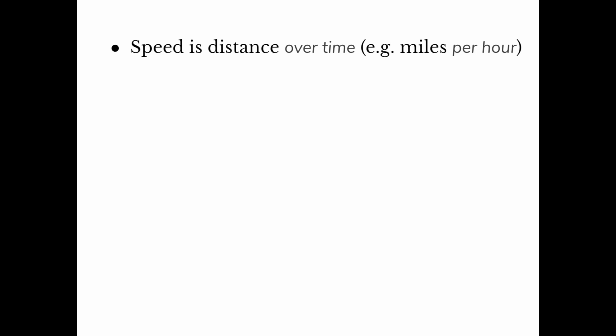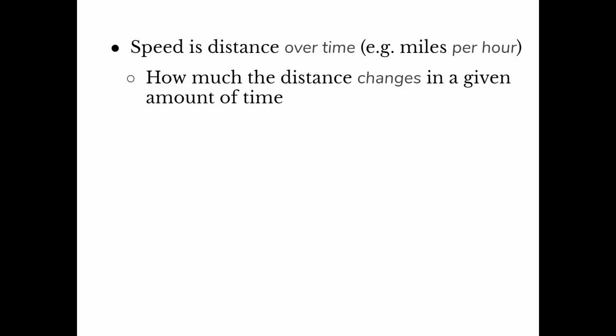So speed, for example, right? Speed is distance over time, right? We have miles per hour. That's what gives us our speed. We understand speed that way. How much the distance changes, the position changes, in a given amount of time, is speed, right? You move a certain distance, how much that changes over time.